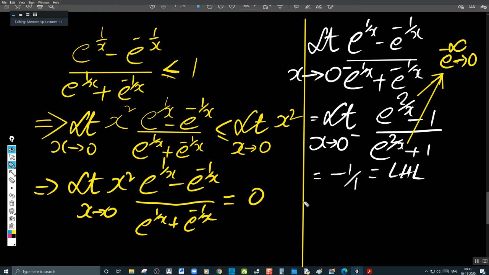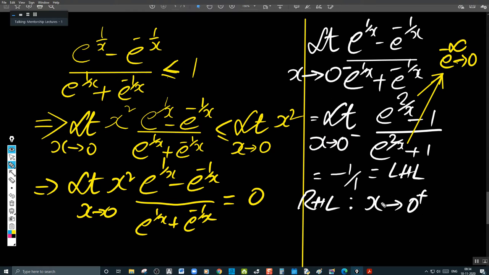If you find out the RHL, x tends to 0 plus, then straight away if you apply the limit it cannot be solved. So 0 plus means you have to get it always to the e power minus infinity form. This is suitable, but this is not suitable because a positive power is there. So take this out. In the previous case, we took the second term common. In the right hand limit case, you have to take the first term common.